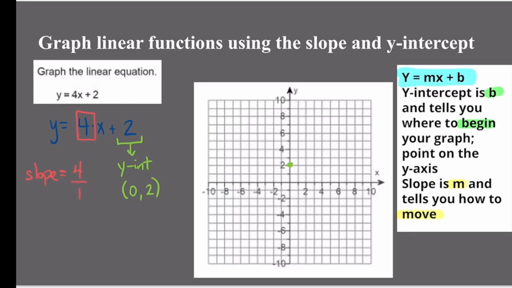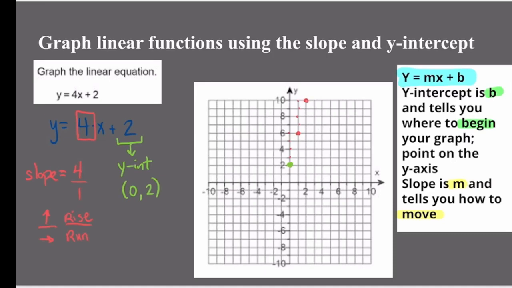And slope typically tells you how to move up and then over to the right. Some people describe it as the rise over the run if you go right. So from this green point at the y-intercept, we're going to go up 1, 2, 3, 4 points. We're going to go over 1, and that is our next point. You can continue doing that, but you really only need 2 points to graph.